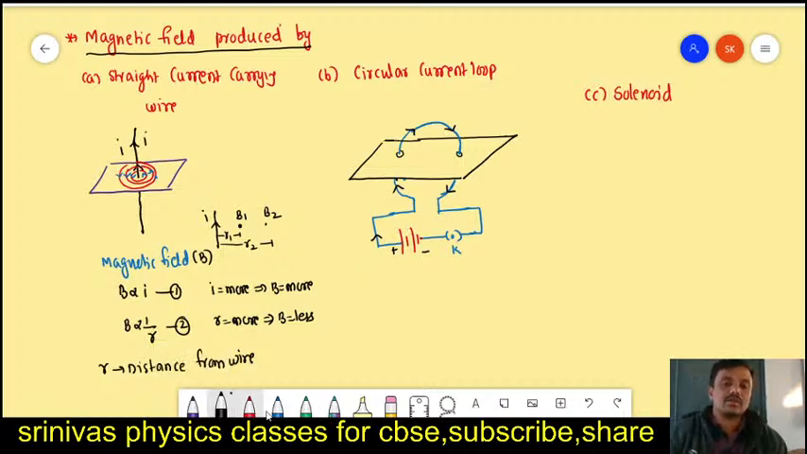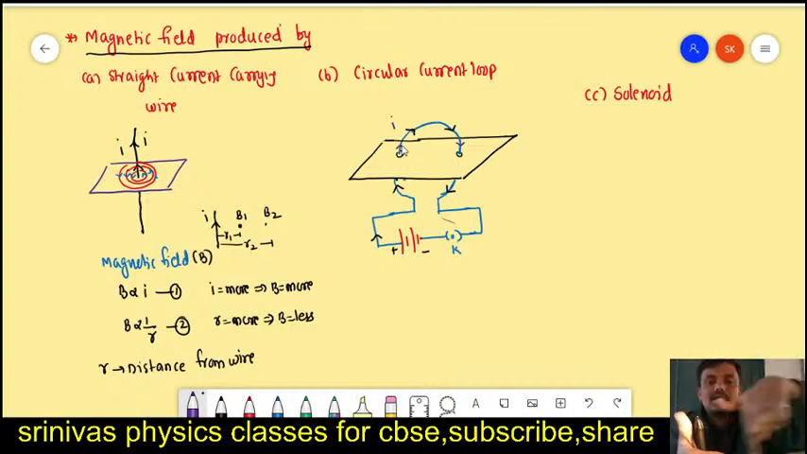How will the field lines be due to this current carrying wire? For the direction of the field lines, we have to use the right hand rule. According to the right hand rule, in this part the current is entering, and in this part the current is leaving. Here the current is upward. The thumb shows the direction of the current, and the curled fingers indicate the field direction. That means the magnetic field lines will be in circle shape, and they will be like this.